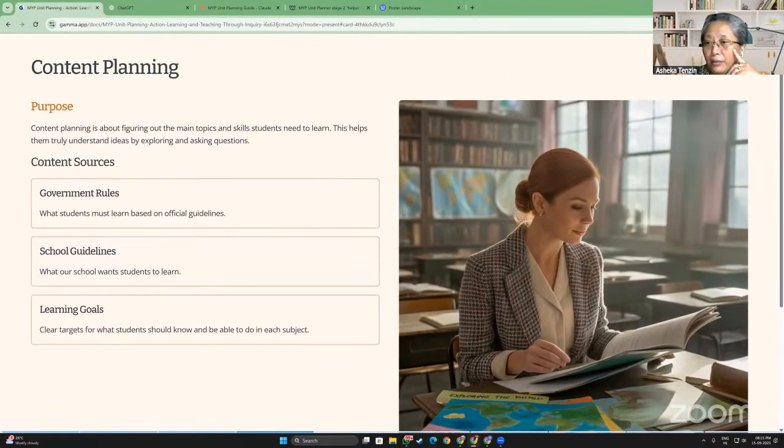Now, the very first part in the action part is your content planning. How will you decide what content you want to teach? What will you do, Devjyoti, if you have to teach grade 6 biology? What will you do? Where will you refer to? Because MYP doesn't give a curriculum.